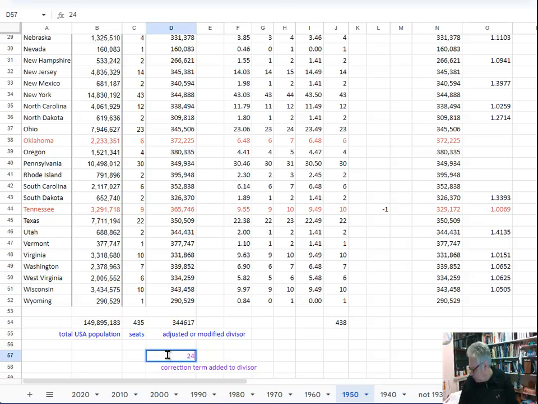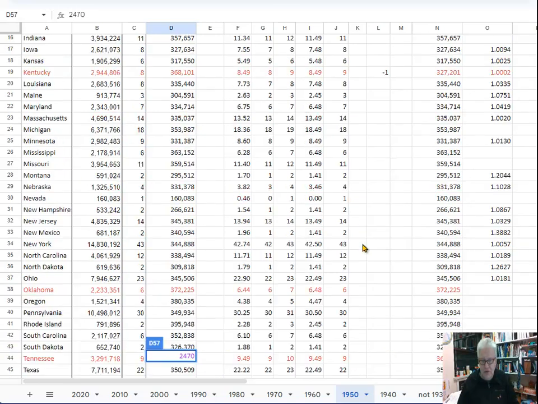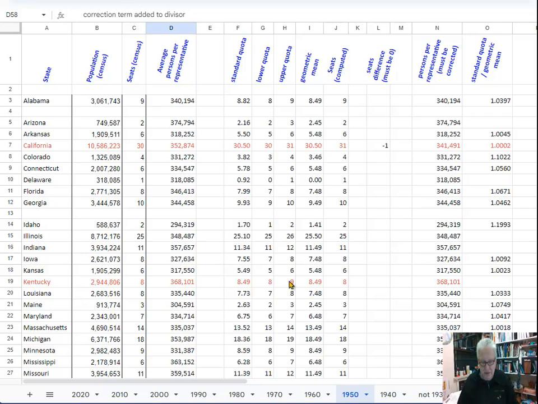As I said, 2,400 is that number. And then I'm going to go to 2,470. That will get rid, let's see, of one of these here. And that was apparently Kentucky, reduced from 9 to 8.